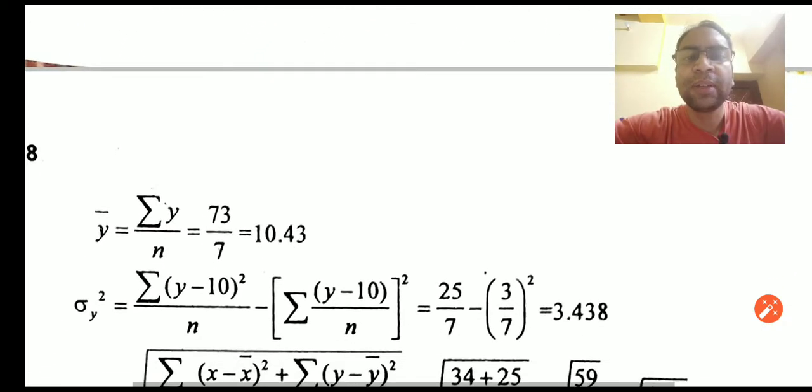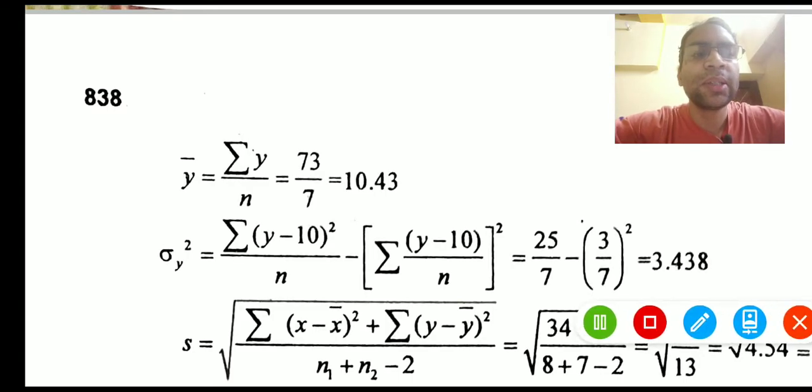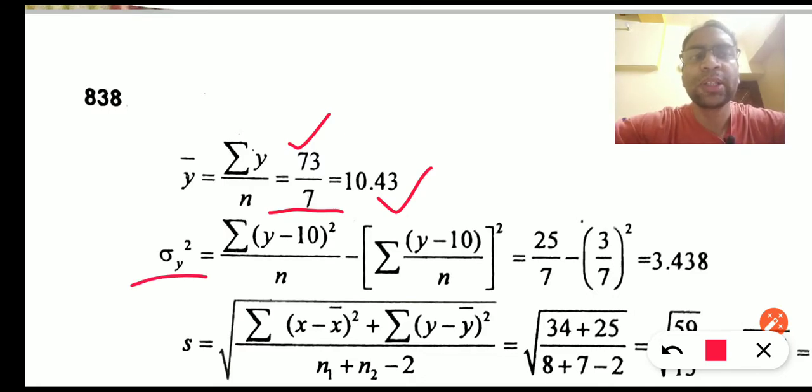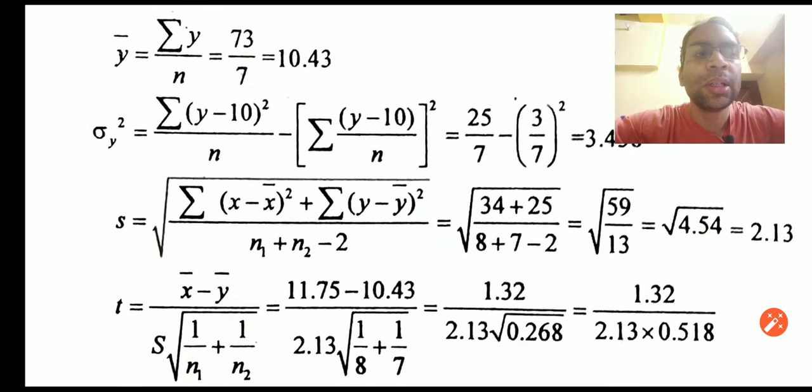Similarly, we have calculated the mean and standard deviation for the second sample, where the number of items was 7. So we have y bar as 10.43. Sigma of y has been calculated from the table. Then the standard deviation for the second sample comes to 3.438. Now we'll have to find out the combined standard deviation, as that will be applied into the formula.